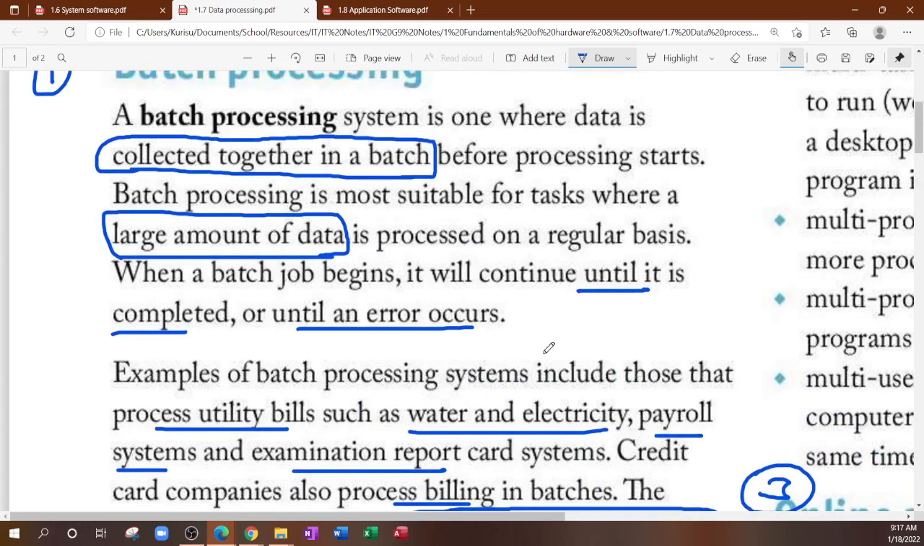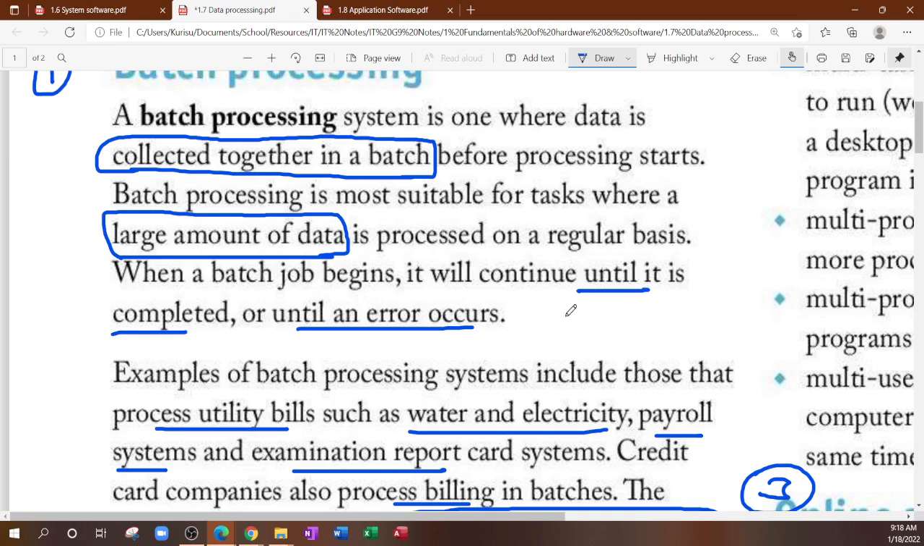So once again, what is batch processing? It is when we collect data together in a batch, when we group data together. Why are we grouping data together? Because when we have large amounts of data, batch processing is more beneficial.